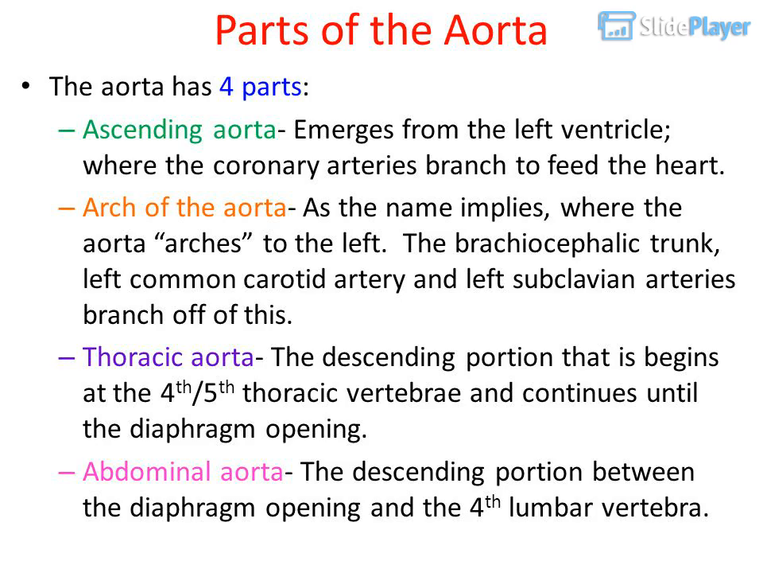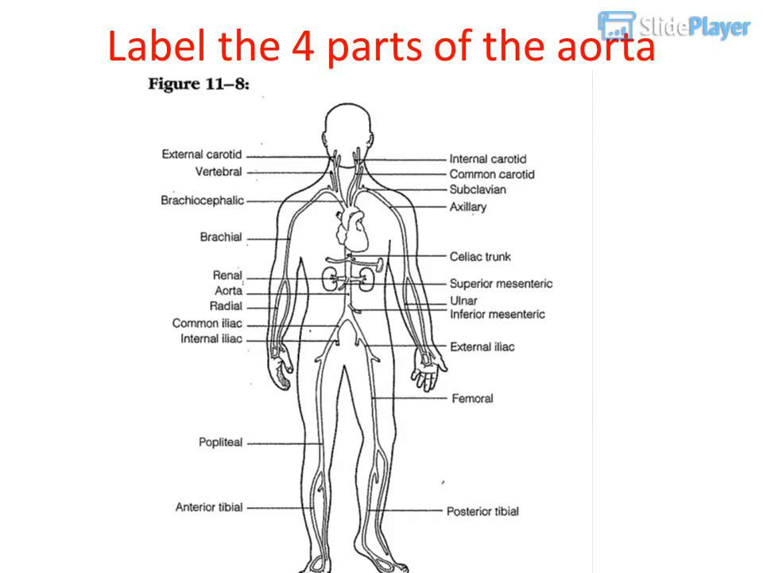Parts of the aorta. The aorta has 4 parts. Ascending aorta emerges from the left ventricle, where the coronary arteries branch to feed the heart. Arch of the aorta, as the name implies, where the aorta arches to the left. The brachiocephalic trunk, left common carotid artery and left subclavian arteries branch off of this. Thoracic aorta, the descending portion that begins at the 4th/5th thoracic vertebra and continues until the diaphragm opening. Abdominal aorta, the descending portion between the diaphragm opening and the 4th lumbar vertebra. Label the four parts of the aorta.